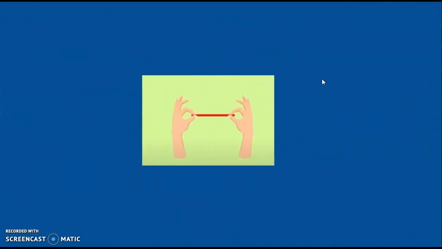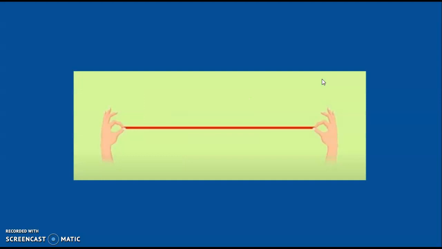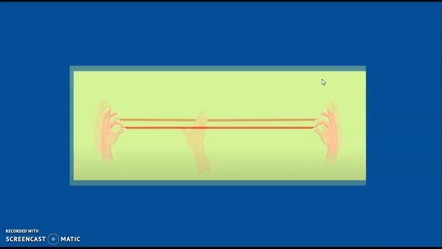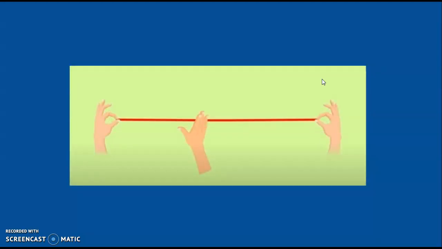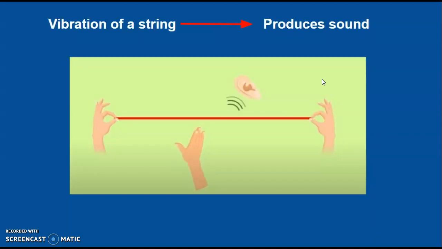Let us do one experiment. Take a string and hold both its ends in your hands like this. Stretch the string such that it does not form any curve in the middle. Now tell your friend to pluck the string from the center. Do you see the string vibrating? Yes, the string vibrates and you probably have heard some sound too.